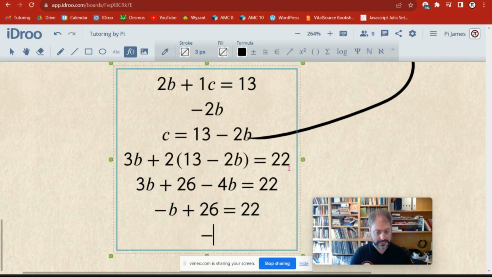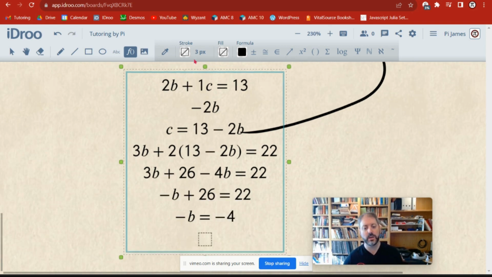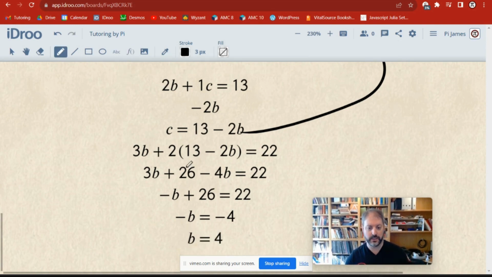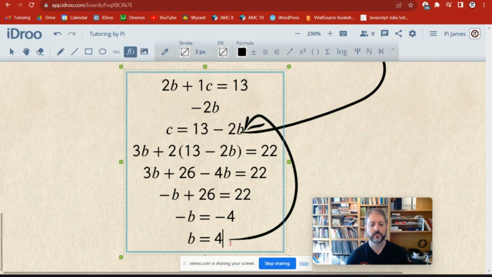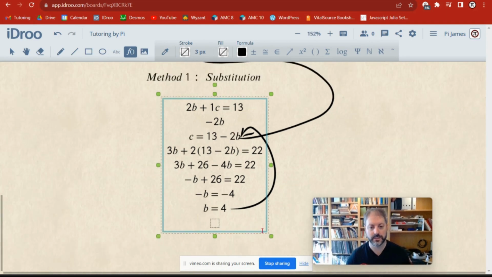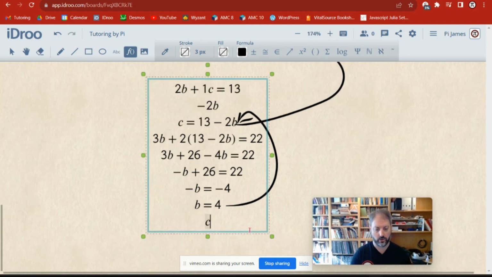Subtract 26 from both sides. Negative B equals negative 4. Divide both sides by negative 1, and we get B equals 4. Cool. We take that and we put this in here, and we're able to get the cost of a croissant. C equals 13 minus 2 times 4, which equals 13 minus 8, which is 5.